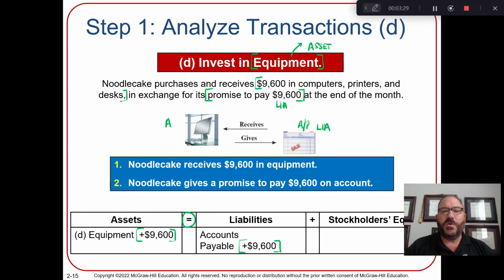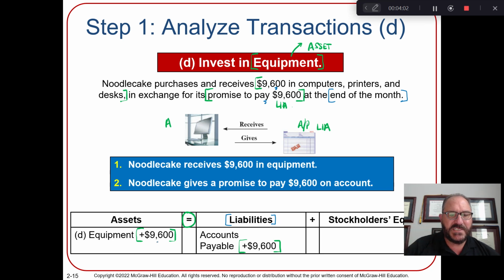Next one. Now we're going to invest in some equipment. So Noodle Cake purchases and receives $9,600 in computers, printers, and desks in exchange for a promise to pay at the end of the month. Now notice here they're only borrowing the money for a short period of time. Okay? And they didn't mention anything about a document. So when that happens, it's a short period of time and they don't mention a document, that's called an account payable. It's another type of liability. Okay? It's a liability, they owe it, but there's no formal note.